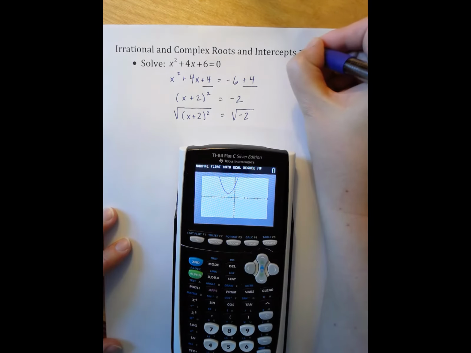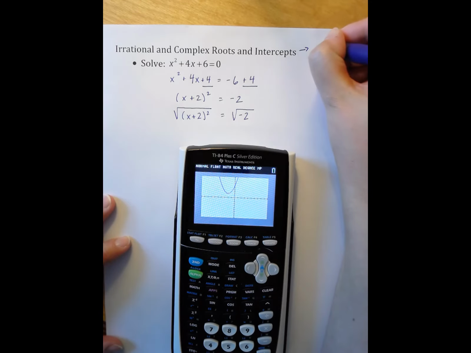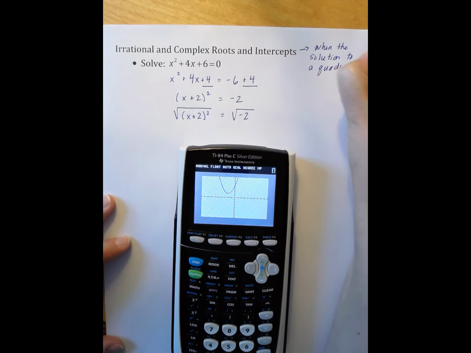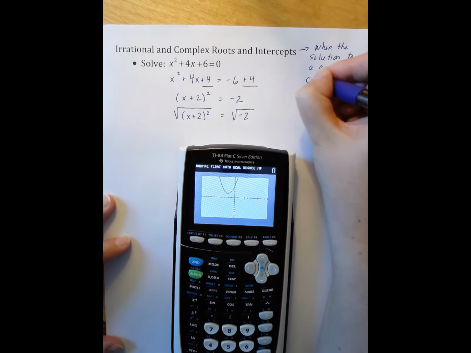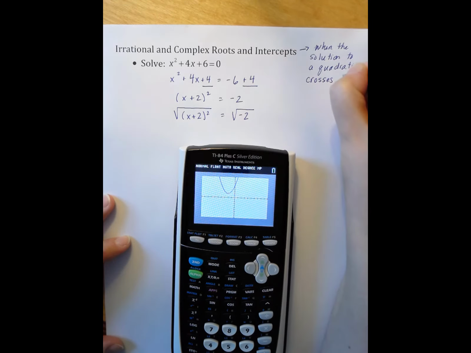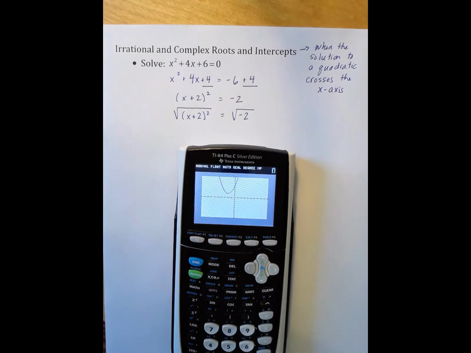So the intercepts we talk about as when the solution to a quadratic crosses the x-axis, whereas roots are going to be any solution. And so mathematicians decided, okay, so we need some way of talking about solutions that don't hit the x-axis.